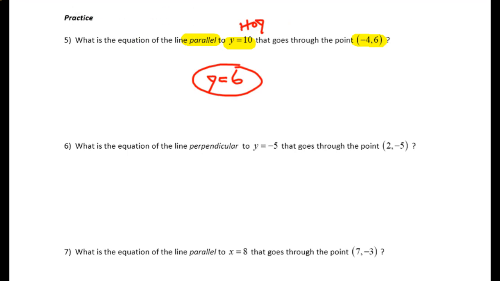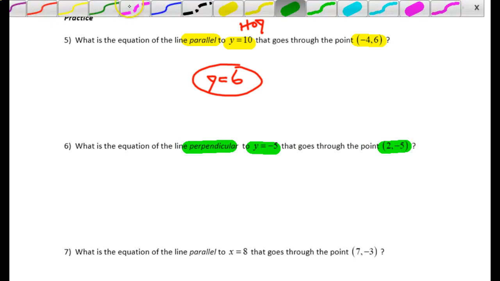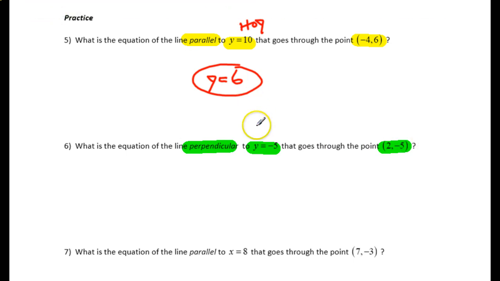Alright, next one, number 6. What is the equation of the line perpendicular to y equals negative 5 and goes through this new point, 2, negative 5? Alright, so let's walk through this. So this is a Hoi line, right? Y equals. It's got a 0 slope. We want perpendicular, so I don't want a 0 slope, I want the opposite. So the opposite of Hoi, we're going to turn this into a Vux line. That means our equation is going to be x equals. And x equals what in this case? 2. So this will be perpendicular to this.